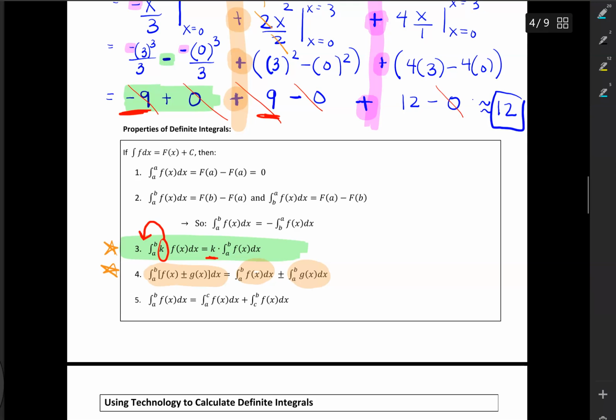Number 1 is kind of self-explanatory if we go look at it real quick. It's just if you're plugging in the same limits of integration and you're subtracting, of course the area is going to be 0. So keep that in mind.